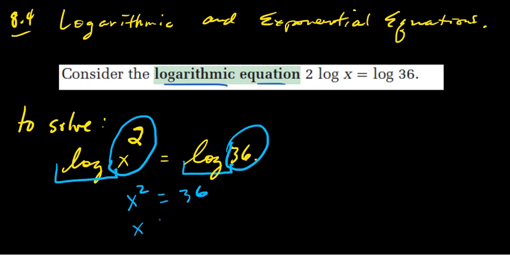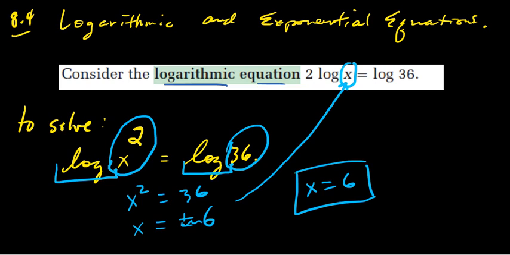Now you got to be careful here, because when you take the square root, really this answer should be plus or minus 6. One of the rules that we know is that you cannot have a negative number here. So we reject negative 6. The answer is just positive 6. If you try in your calculator log of negative 6, you'll get an error.